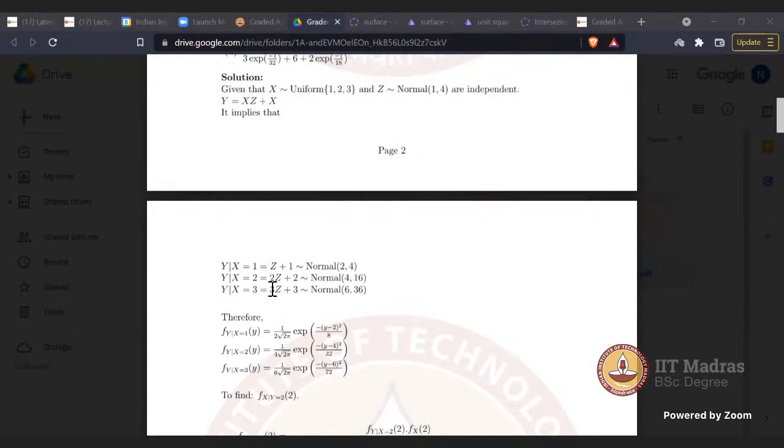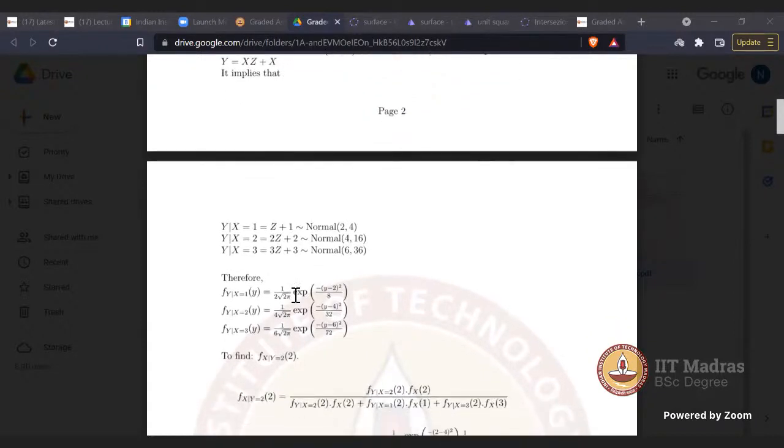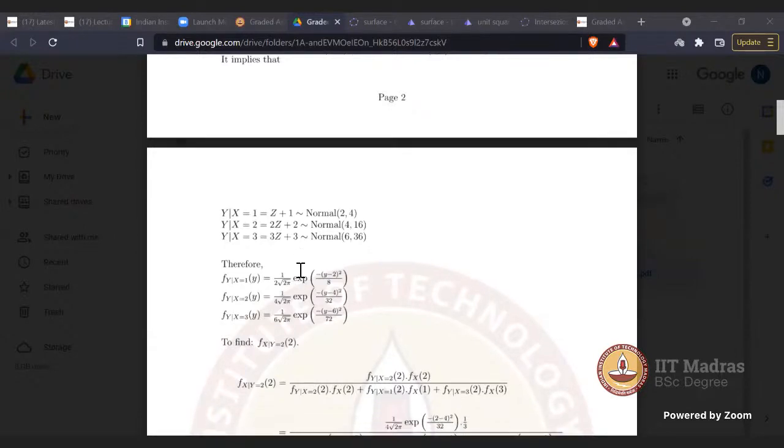Similarly, what is the expectation of 2Z plus 2? The variance is not the same because the coefficient of Z is 2; variance varies according to the square of the coefficient of the random variable. So the variance of 2Z plus 2 is going to be 4 times the variance of Z. Similarly, you can find the distribution of Y given X equals 3.